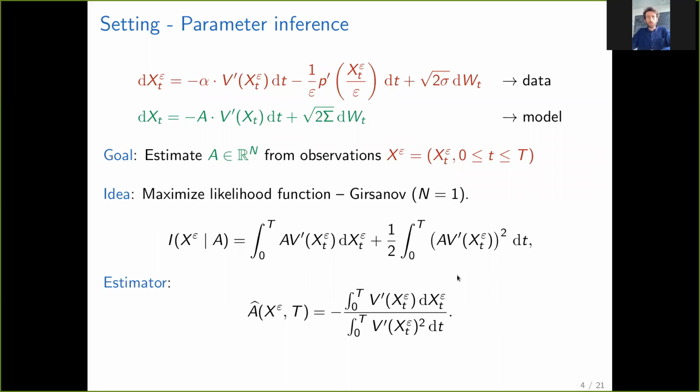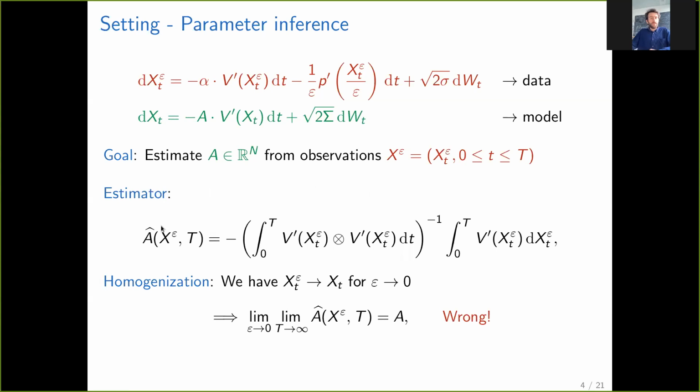In dimension 1, which maybe talks more to everyone, the estimator is given by the ratio between the Ito integral with respect to the diffusion process of V prime, over the deterministic integral of V prime squared.